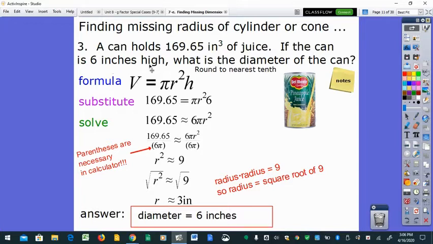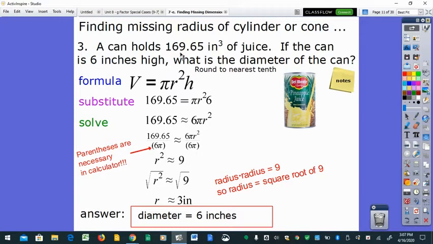If the can is 6 inches high, that is the height, that is the H. What is the diameter of the can? Now I'm going to have to worry about that diameter at the end, but let's get to that in a second. Again, always rounding to the tenth. First thing I'm going to do is write my formula with all the variables in there, that the volume of a cylinder is pi times the radius squared times the height.